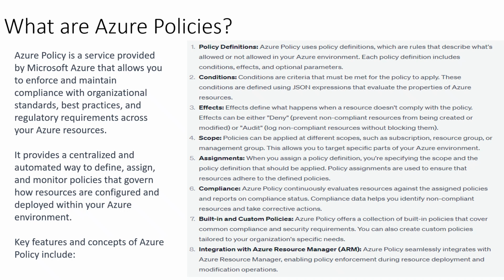Key features and concepts of Azure policy include policy definitions, conditions, effects, scope, assignments, compliance, built-in and custom policies, integration with Azure Resource Manager, ARM. If you do not understand this concept, I would suggest that you pause and understand what they mean, because you may need that information in order to answer other questions within this exam.